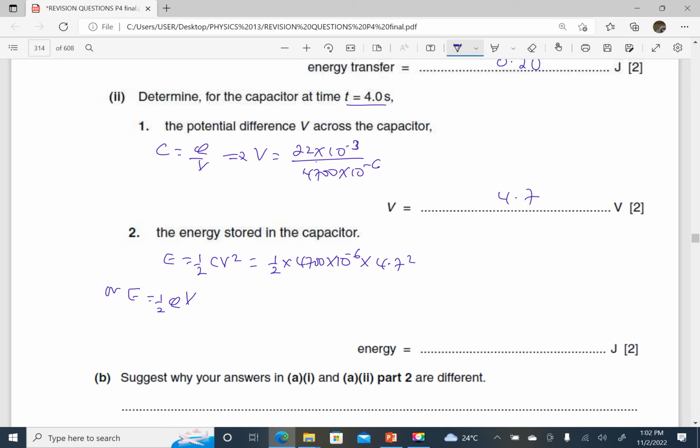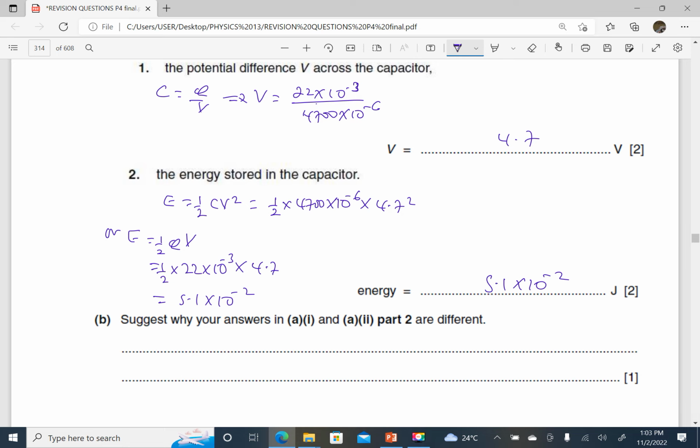From my calculator, this is 5.1 times 10 power negative 2 joules. You can also use energy is equal to a half QV. This will be a half times the charge, 22 times 10 power negative 3, times V, which is 4.7. I'm sure you'll get 5.1 times 10 power negative 2 joules.